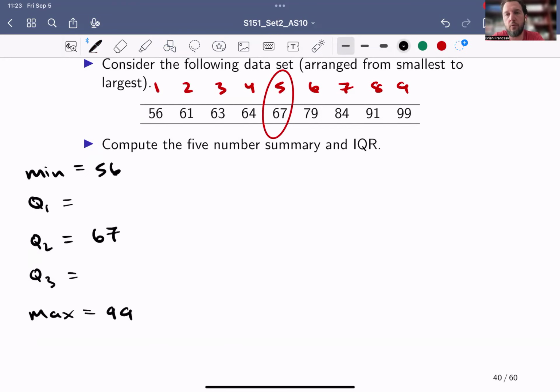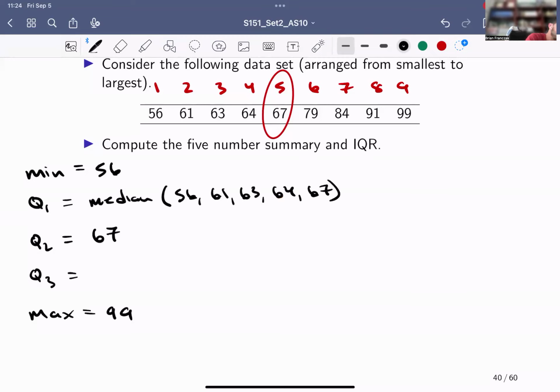Okay, how do we find Q1 and Q3? Q1 and Q3, you can think of them as the medians of the lower and upper half. Now, in the case of an odd number data set, our calculation for Q1 will be the median of 56, 61, 63, 64, and 67. So notice that in this situation where I have an odd number data set, I'm taking the median into my Q1 calculation. So this is the median of 5 values, which is an odd number again. So that means that 63 is going to be Q1. That's the midpoint of the lower half.